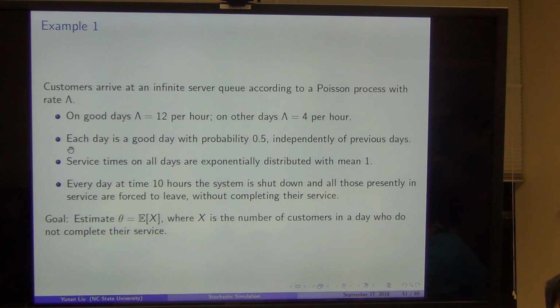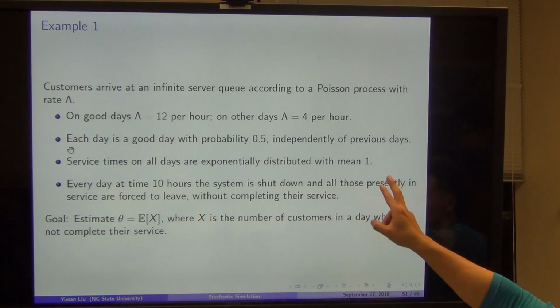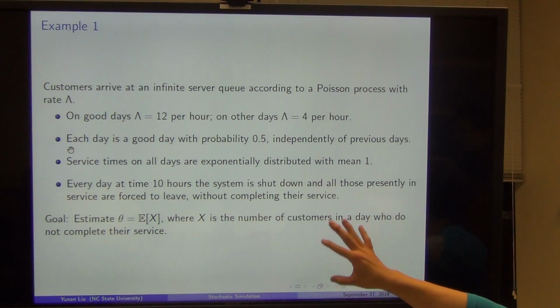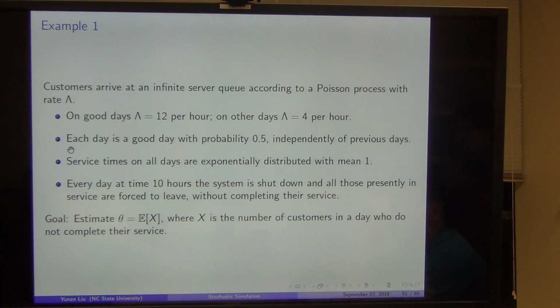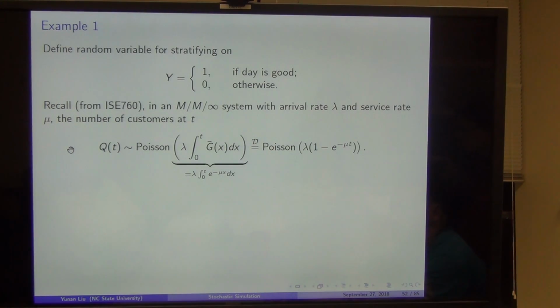So flip a coin to decide lambda is 12 or 4. Then use the corresponding result, either 4 or 12, to conduct the simulation. That's the brute force one. We're not going to do that. I mean, we could do that, right? But we're going to stratify on a y random variable equal to 1 or 0. So this is our stratified sampling estimate, and this is our stratification variable. We're going to condition on whether today is good or bad.